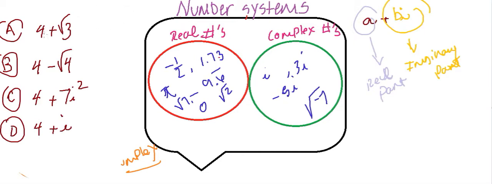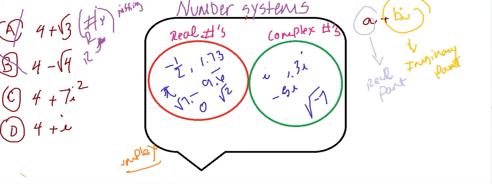Well, we already know that A is not a complex number, so we can cross out A. B is not a complex number because you don't see any imaginary numbers here. So it's missing the part that actually makes it complex. So this will be a real number. The same thing applies to A. It's missing that imaginary part. So B is out.